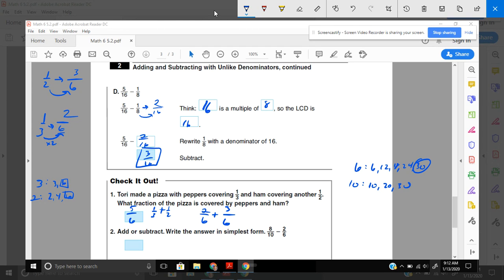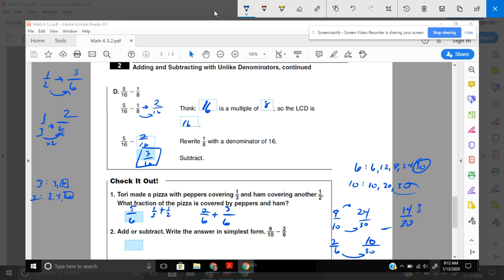So I'm going to get these both into 30ths. So 8/10 into 30ths, times by 3, times our top by 3 is 24. And if I were to get 2/6 into 30ths, multiply by 5 would be 10. So I've got 24 30ths minus 10 30ths. 24 minus 10 would be 14 30ths.